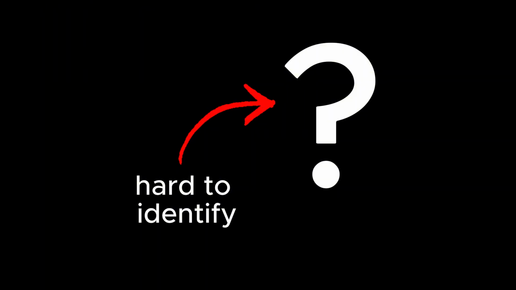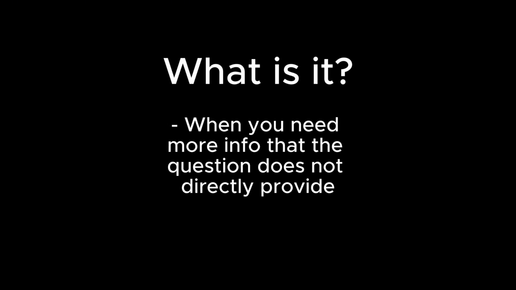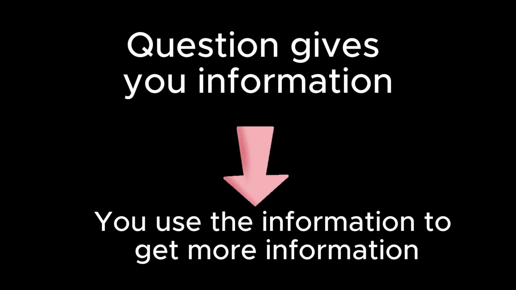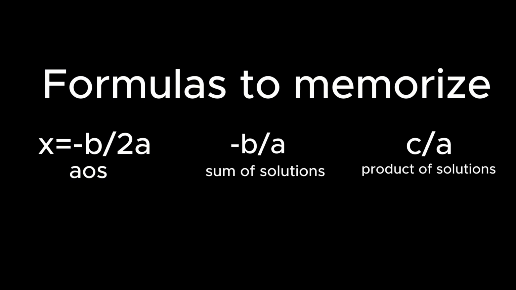Now the final pattern I'm going to show you is a bit less straightforward than the other ones. These types of questions you typically cannot immediately identify, but after a bit it usually becomes clear. Essentially, it is when you feel like you need more information that you don't have to solve the problem. In this case, you usually need to use formulas you already know to find this additional information. I would memorize formulas such as the axis of symmetry formula, sum of solutions formula, and product of solutions formula just for these types of questions.